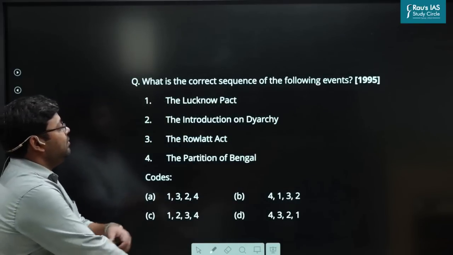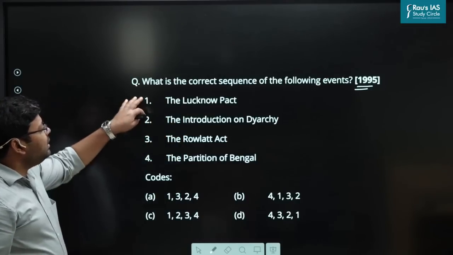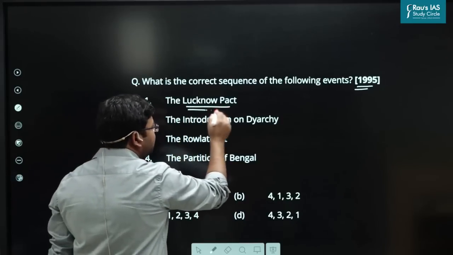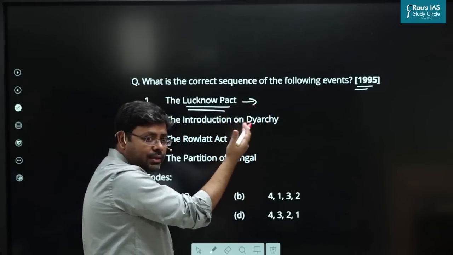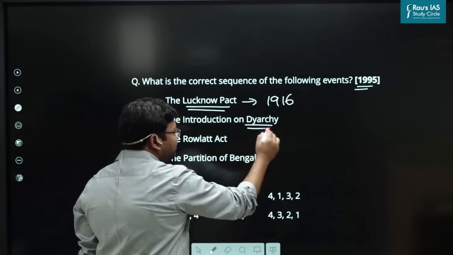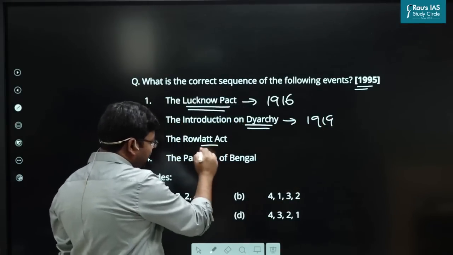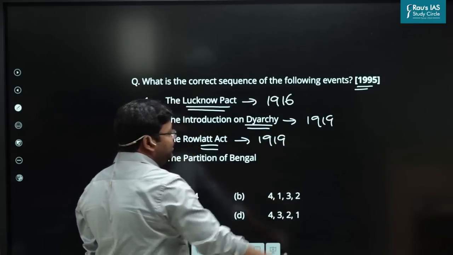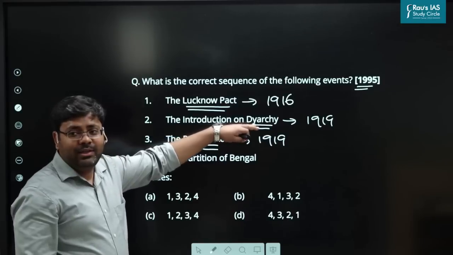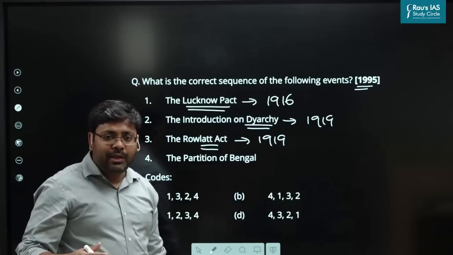Now, another question that was asked by UPSC in 1995. What is the correct sequence of the following events? Lucknow Pact. We discussed this was the Congress-League Pact, in 1916. Diarchy was introduced by the Government of India Act 1919. Rowlatt Act was brought in 1919. Now the trouble would start, because the Rowlatt Act and Diarchy by the Act of 1919, both of them came in 1919 itself.